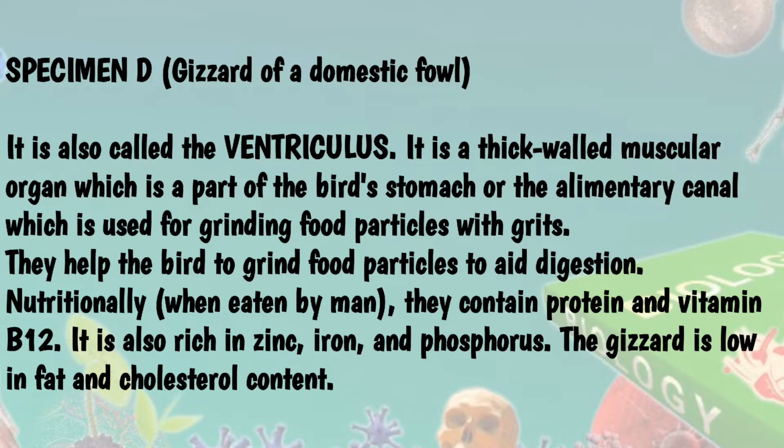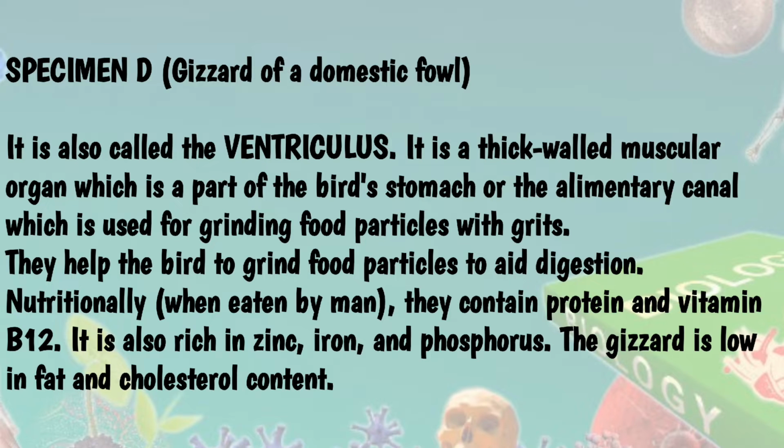So it's a thick walled muscular organ. Why is it thick? Because of its function of grinding food particles with grit. It is a part of the bird stomach, and it's used for grinding food particles. Within the gizzard, there are tiny stone particles. Those particles are called grits. When this grit grinds with the food particle, it helps to crush the food particle into an absorbable form, which is a process of digestion. So technically, they help the bird to grind food particles to aid digestion. That's the basic function of the gizzard.